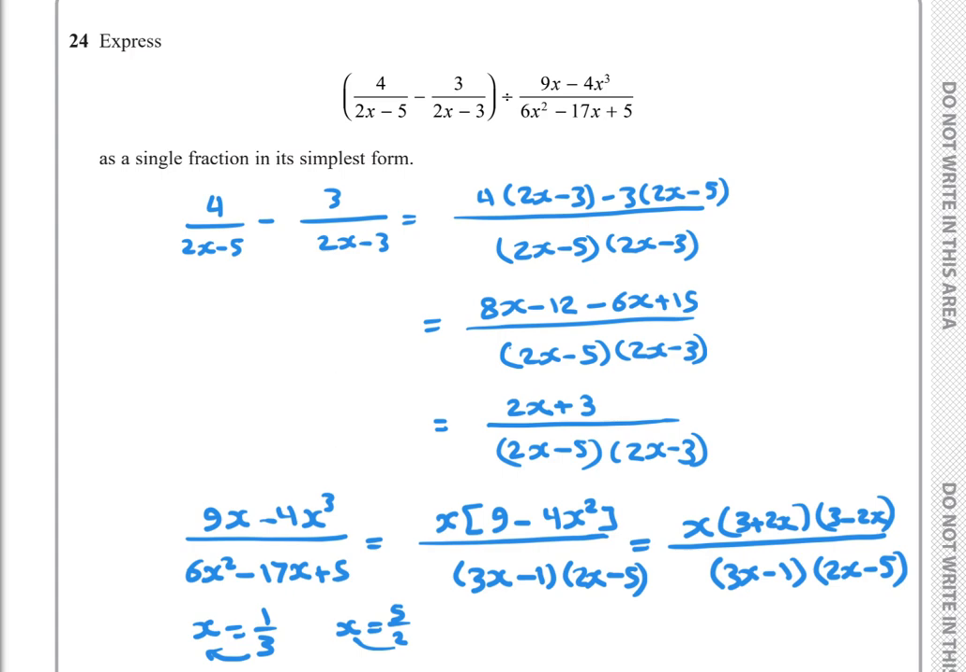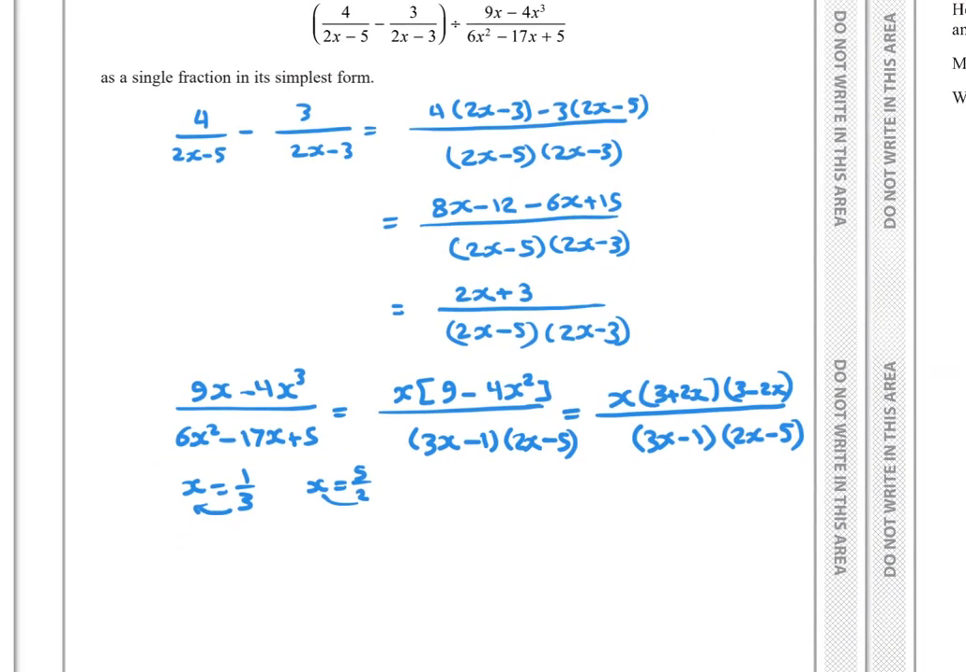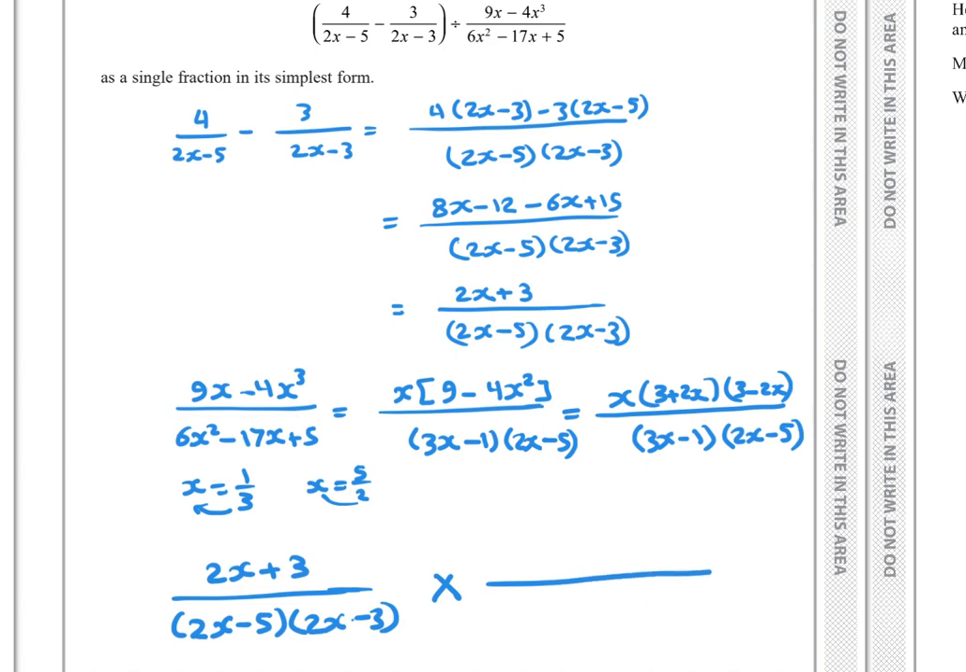Now we can divide. For division, you can keep the first fraction, which is (2x plus 3) over (2x minus 5), times (2x minus 3). And now change division to multiplication, so multiply and find the reciprocal for this fraction.